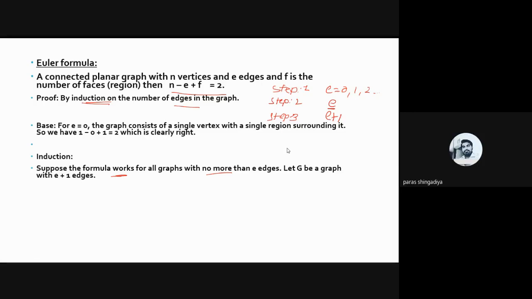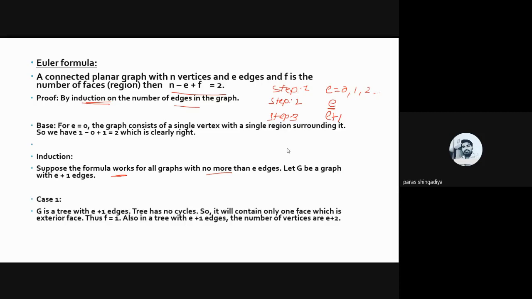So let's start that. That is, in the second step, we have to suppose that. And now, after that we consider one graph which contains e plus 1 edges, okay? The graph contains e plus 1 edges. So there are two cases for such type of graph. In the first case, we consider a graph which is a tree, and in the other case, we consider a graph which is not a tree, okay?